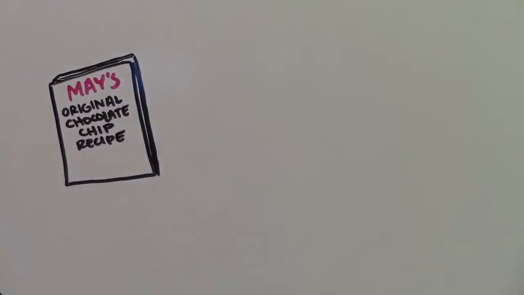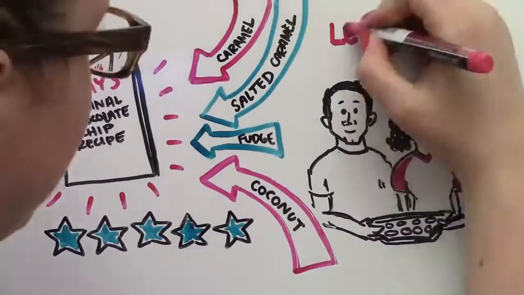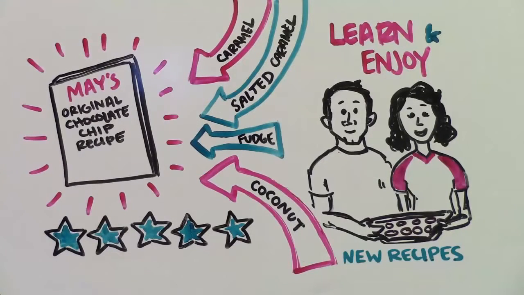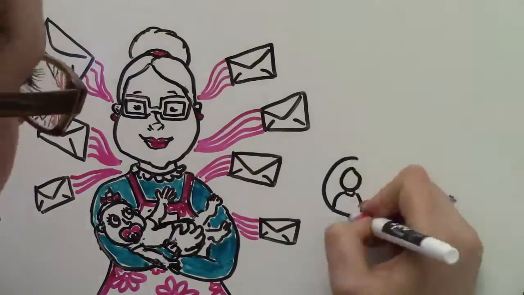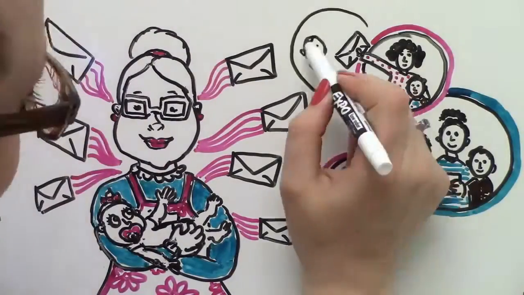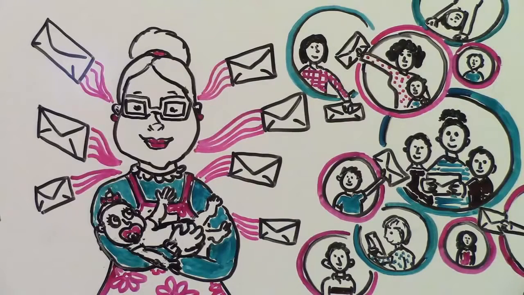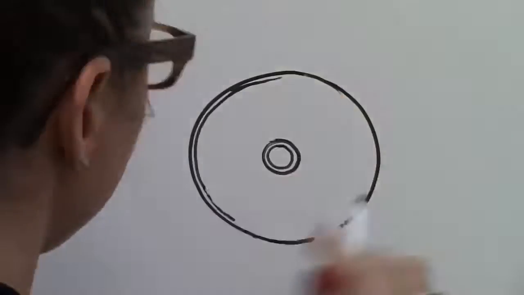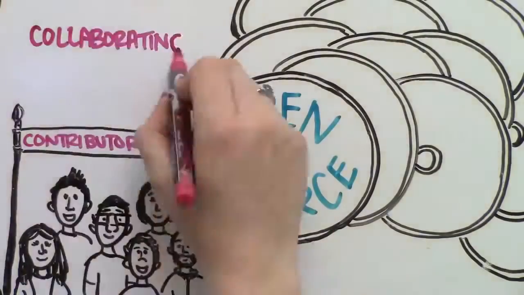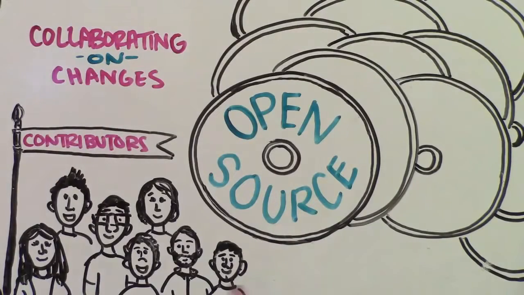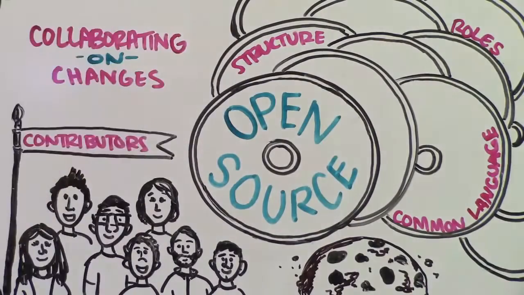Grandma May's recipe is getting better all the time as people continue to contribute. Her family gets to learn from and enjoy the latest and newest cookie recipes as they are created. As Grandma May's family grows and her recipe is shared outside the family, more and more people will become contributors. As you can imagine, things could get pretty complicated for Grandma May as the maintainer of the original recipe with more contributors. The same is true for open source software. More contributors and more versions of code make it essential that we have a way of collaborating on changes. This is why we need the structure, common language, and roles we just talked about with our recipe example.